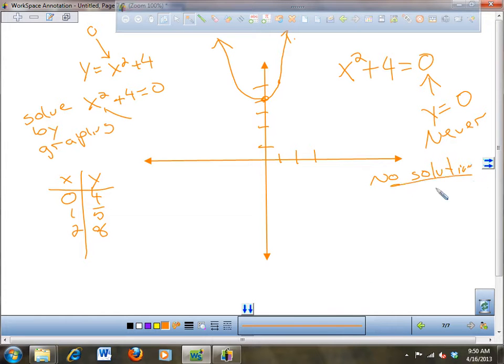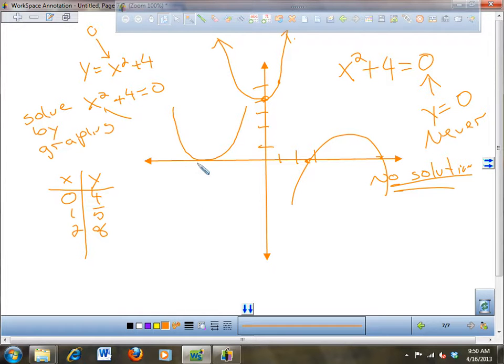And that's how you do that. Okay? So how many solutions would this graph have if I were to graph that parabola? 2. 1 here and 1 here. How many solutions would this parabola have? I'm just kind of sketching.